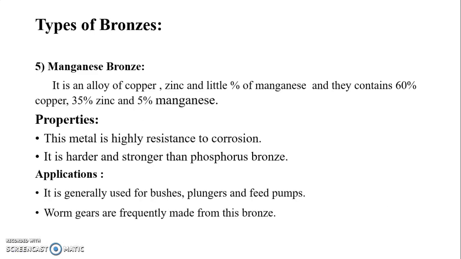Then next, the fifth type of bronze, that is Magnus bronze. It is an alloy of copper, zinc and a little percentage of manganese, and it contains 60% copper, 35% zinc and 5% manganese. There are some properties of Magnus bronze. This metal is highly resistant to corrosion. It is harder and stronger than phosphorus bronze.